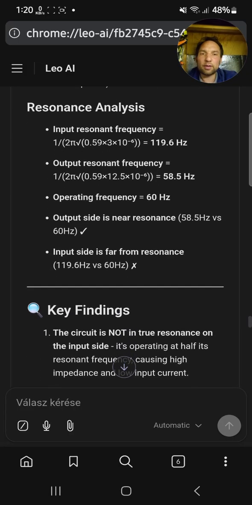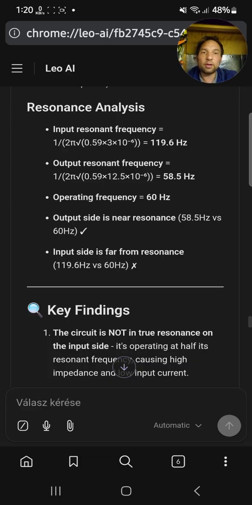Input resonance frequency would be 119.6 Hz. So that is why your circuit is not perfect now.